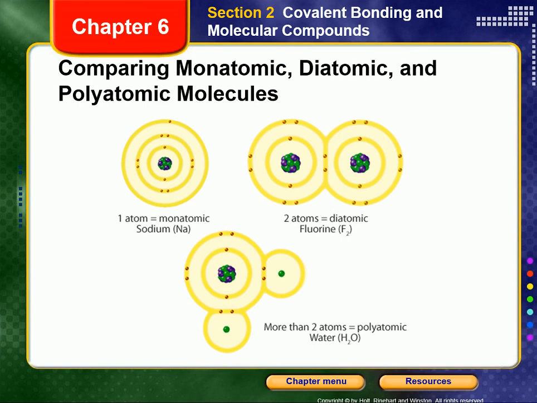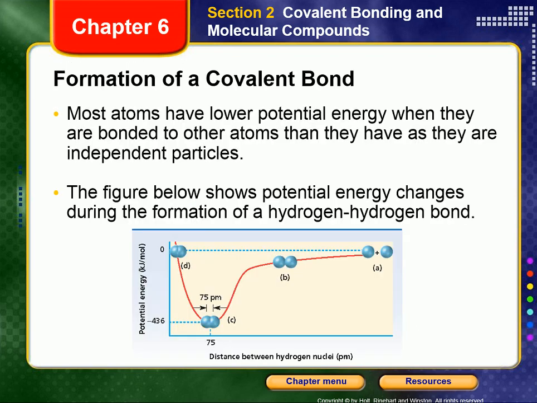A molecule of oxygen, O2, is an example of a diatomic molecule. A diatomic molecule is a molecule containing only two atoms. Formation of a covalent bond.